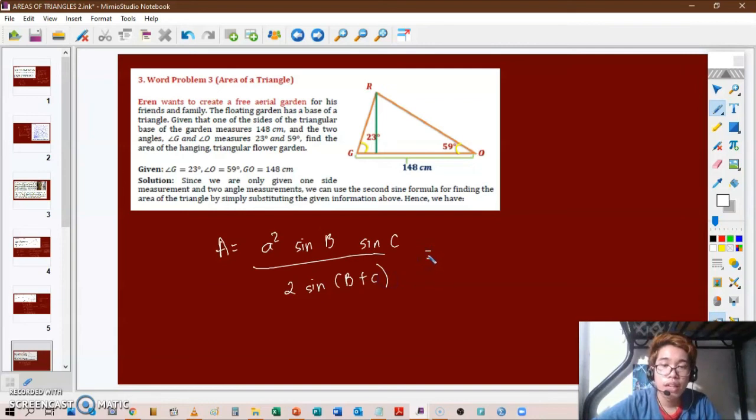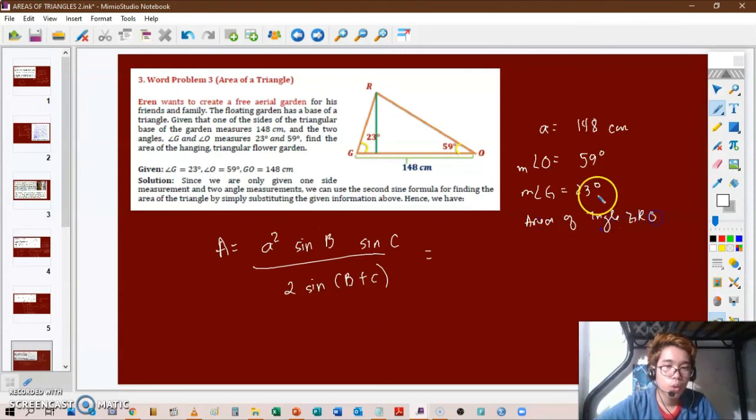So we have here one of the side measurements, a, is equal to 148 centimeters. And we have another angle here, angle O is 59 degrees, and angle G is equal to 23 degrees. We want to know the area of the aerial garden of Aaron, the area of triangle GRO.